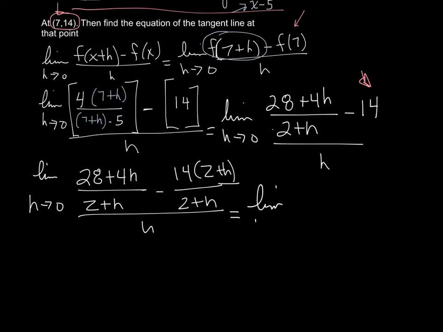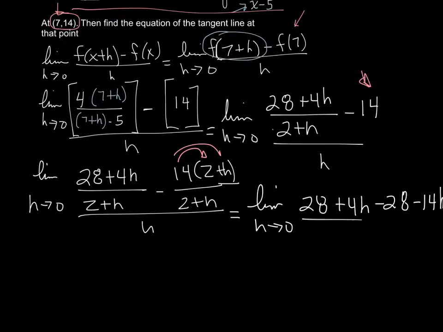So I get my limit as h approaches 0 of 28 plus 4h minus, let's just go ahead and distribute this out, but don't lose that minus sign. So minus 28 minus 14h. So I just simply distribute out the top. So I still have this h on the bottom, and I'm going to move this 2 plus h down to the bottom as well. So I get that.